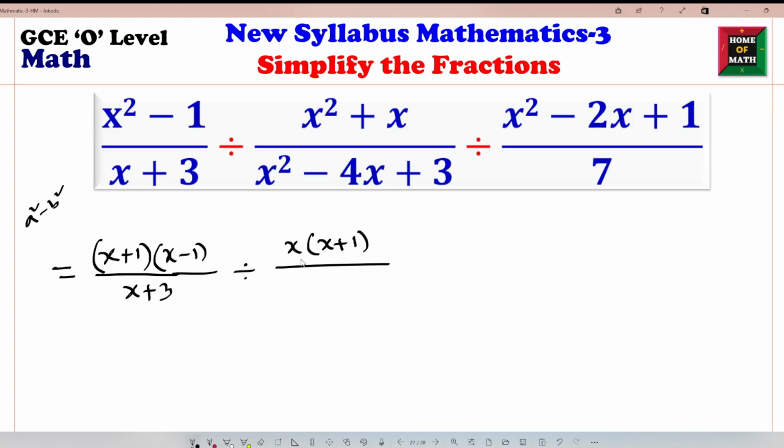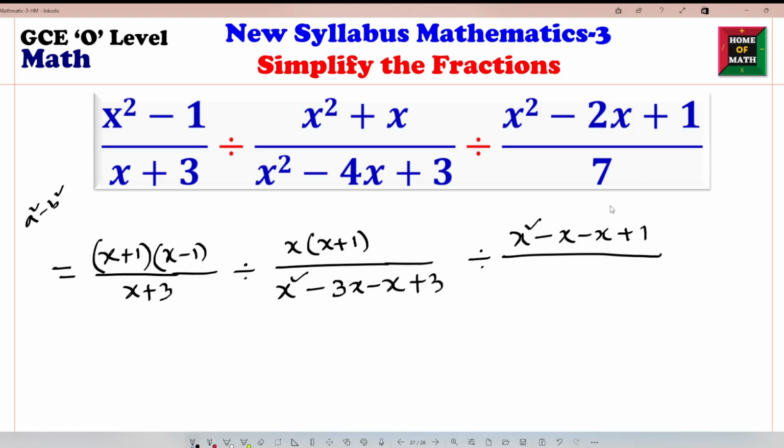And this one, x squared minus 4x plus 3, we can factorize by the middle term, like x squared minus 3x minus x plus 3. Divided by, here is x squared minus 2x plus 1. This one we also factorize, like x squared minus x minus x plus 1. 1 times 1 means 1, minus x minus x means minus 2x. Divided by 7.